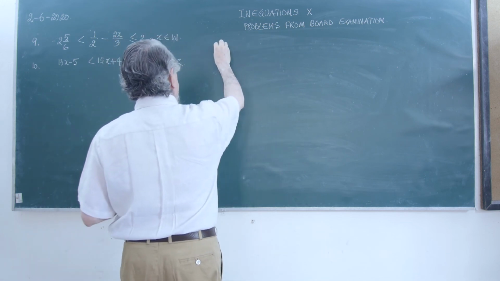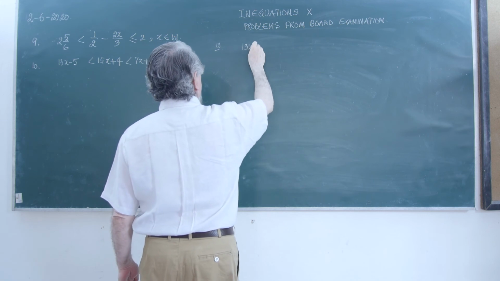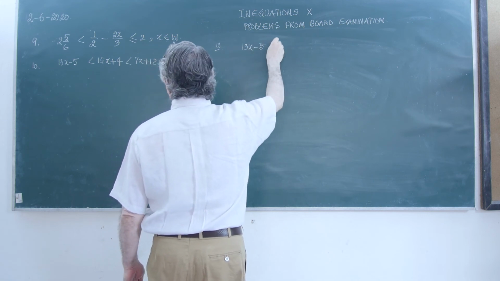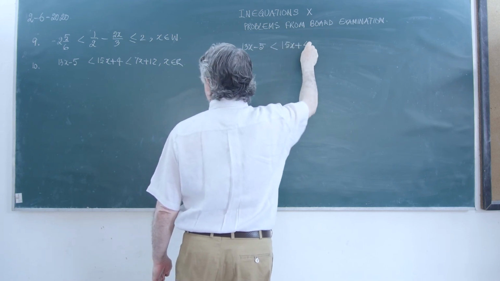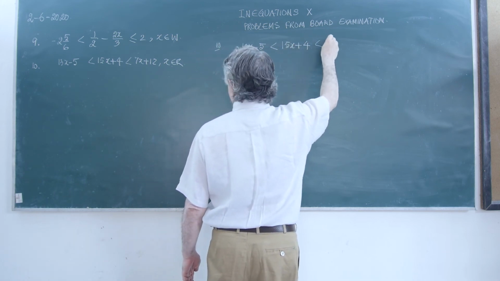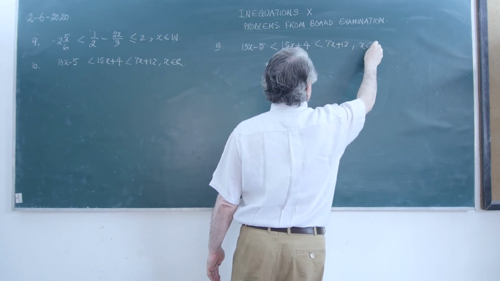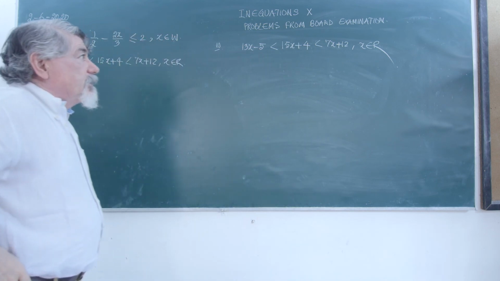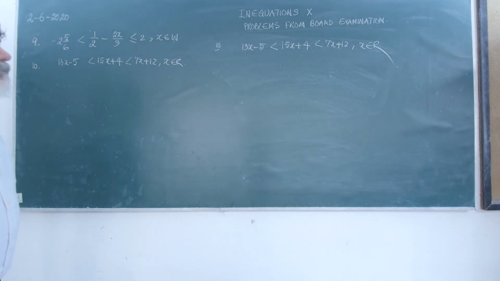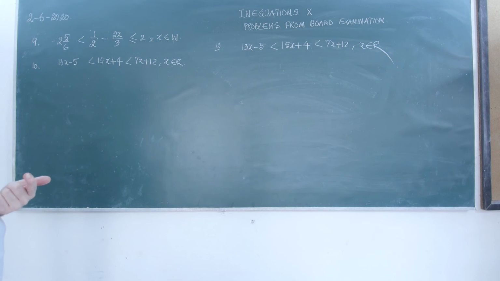Question number 10. It is 13x minus 5 is less than 15x plus 4 is less than 7x plus 12, and x belongs to set of real numbers. So what am I going to do? Here the replacement set is set of real numbers.